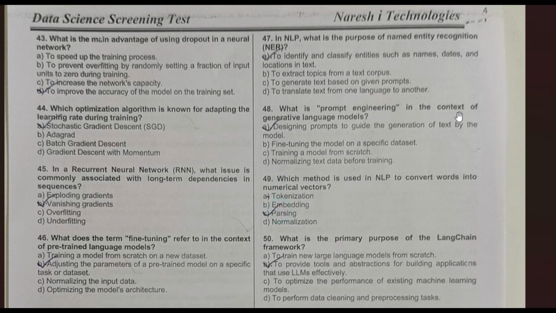What is prompt engineering in the context of a generative language model? Designing the prompt to guide the generation of the text by the model. Yeah, this will be the right one. Which method is used in NLP to convert words into numerical vectors? Numerical vector is embedding. If you are converting into a number, that is called tokenization. I think this is embedding because it's a numerical vector.